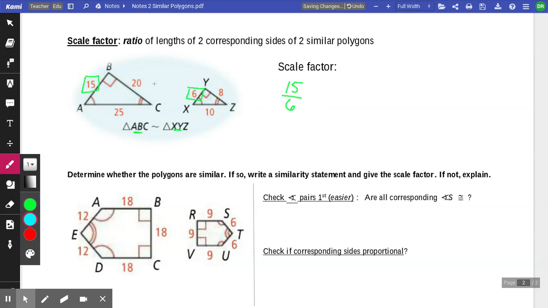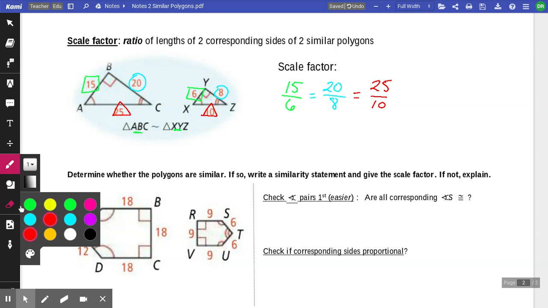Okay, and we can use that same strategy throughout. 20 should correspond to 8. So the question is 15 over 6 equal to 20 over 8? And lastly, 25 here corresponds to 10. And so is this also equal to 25 over 10? And again, what we're checking here is whether or not they reduce to the same amount, because if they do, that means we use the same scale factor throughout. So let's go ahead and check this.